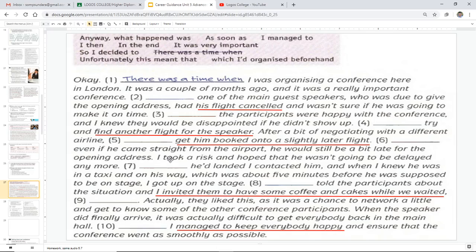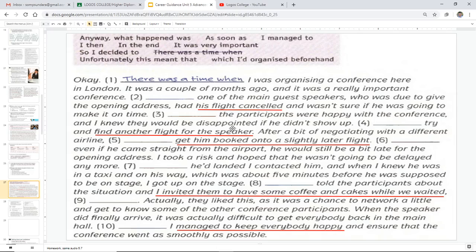to answer another competency-based question. So the situation was the main guest speaker's flight was canceled. And he wasn't sure if he was going to make it on time. And he was a very important speaker. A lot of the people that participate in the conference would be highly disappointed if he didn't show up. So that was the situation. Task. What did she decide to do? What was her solution to the problem? She had to find another flight for the speaker.